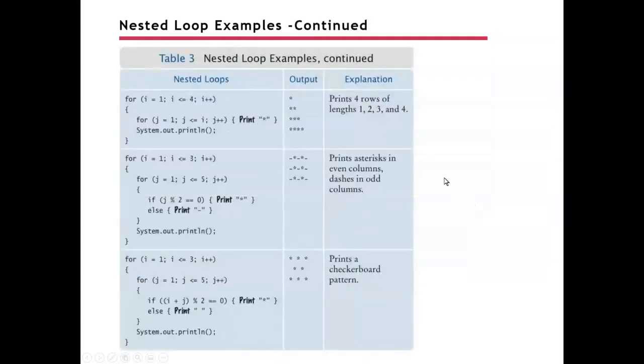Here's some other examples. Print half a Christmas tree. Here we're using mod 2 to say whether to print a star or a dash. And here we're using a divide by 2 algorithm to see if we can print a checkerboard.